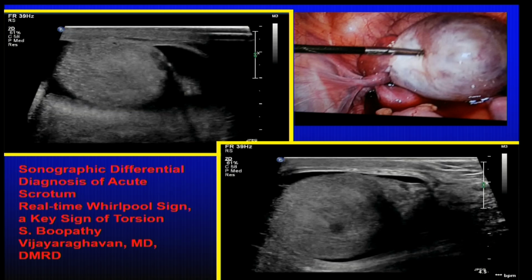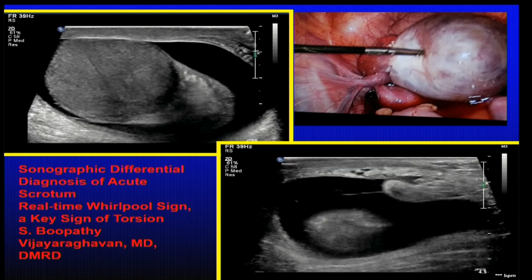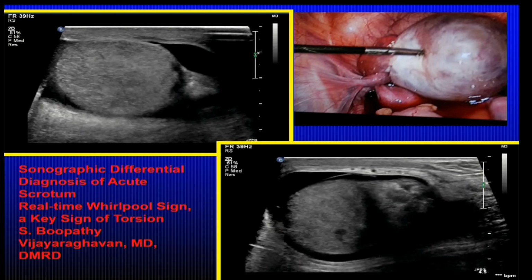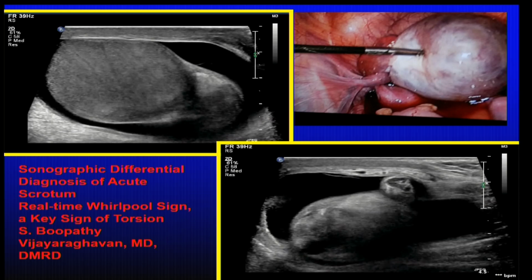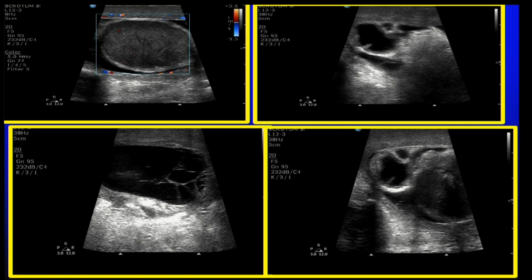We could see it so well on ultrasound. So Bhupati sir gave us a very beautiful learning curve in torsions, where if you see the real-time whirlpool sign, you can pick up torsions very confidently.